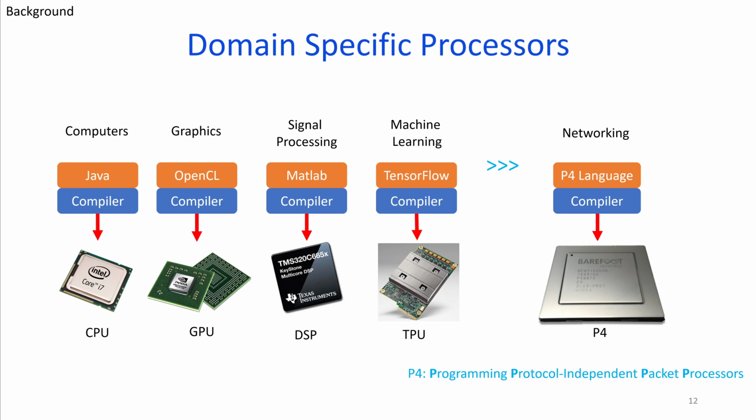P4 stands for Programmable Protocol-Independent Packet Processor. It was the fastest switch ASIC that year, not only flexible enough, but also very performant. The switch chip has 6.5 terabit per second overall throughput.